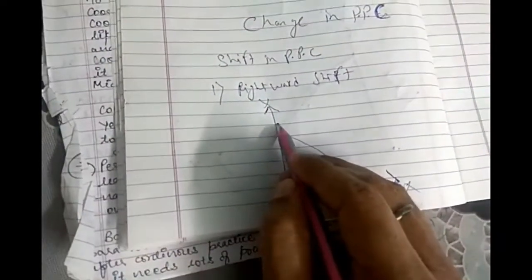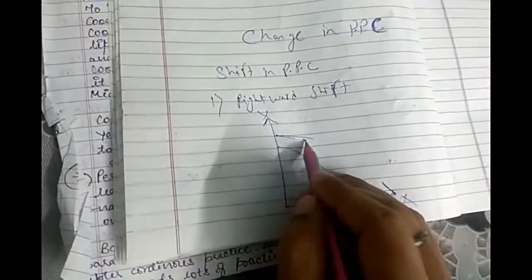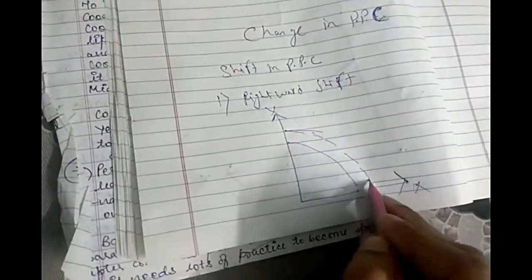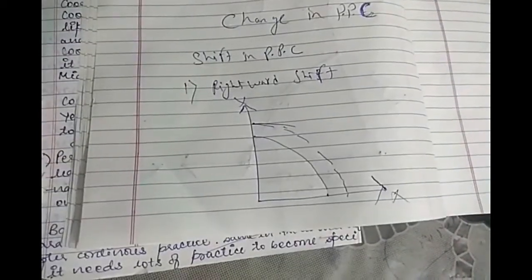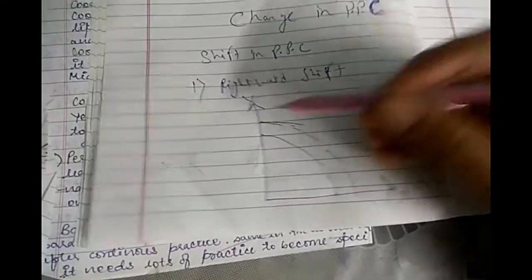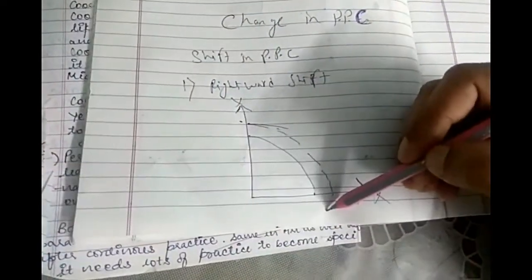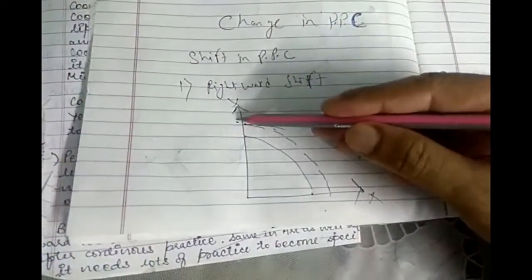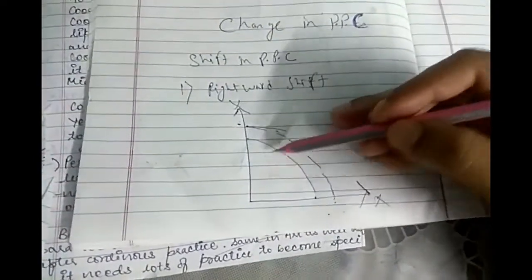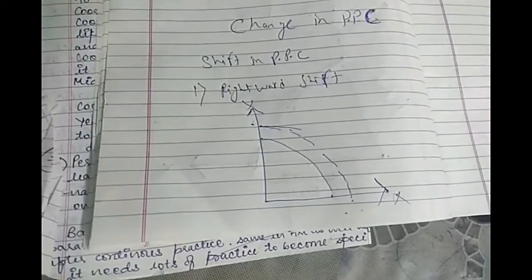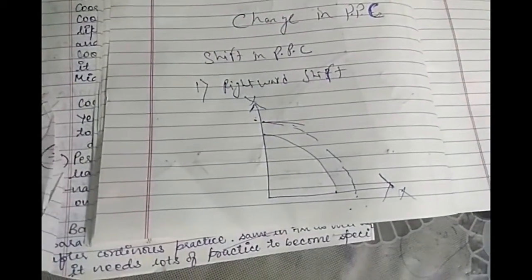When it is increased, then the curve will shift rightward. That is clear to everyone. That is how there will be a rightward shift in PPC, when the technology of both the goods is upgraded, or the resources of both the goods are increased, then their production also increases, and the curve shifts towards the right.